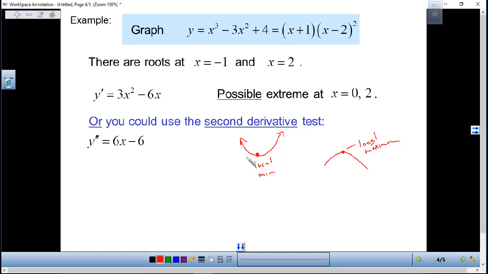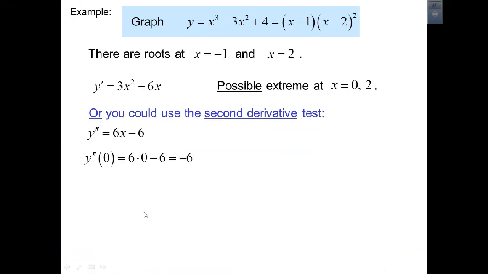So that's what the second derivative test tells you. So that's what we're going to do here, the second derivative test. We're going to plug in 0, we're going to plug in 2, and we're going to verify that what we just found with our chart is correct.